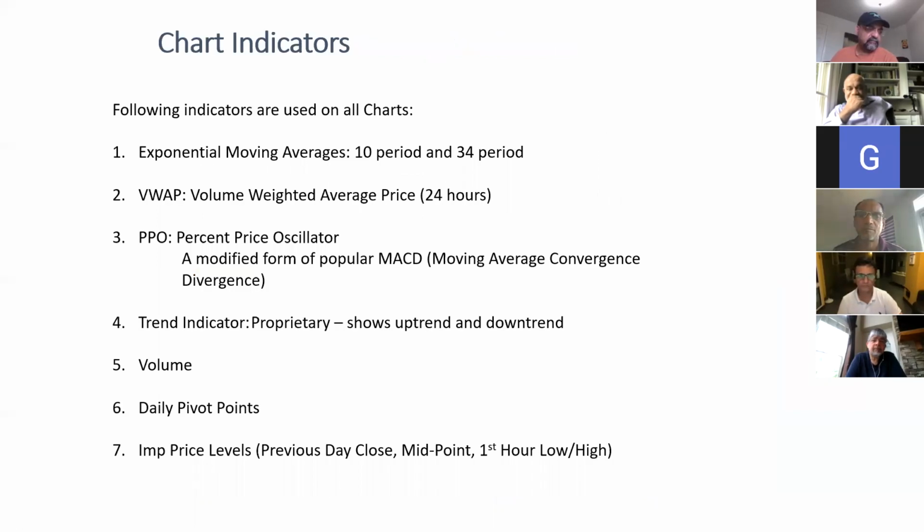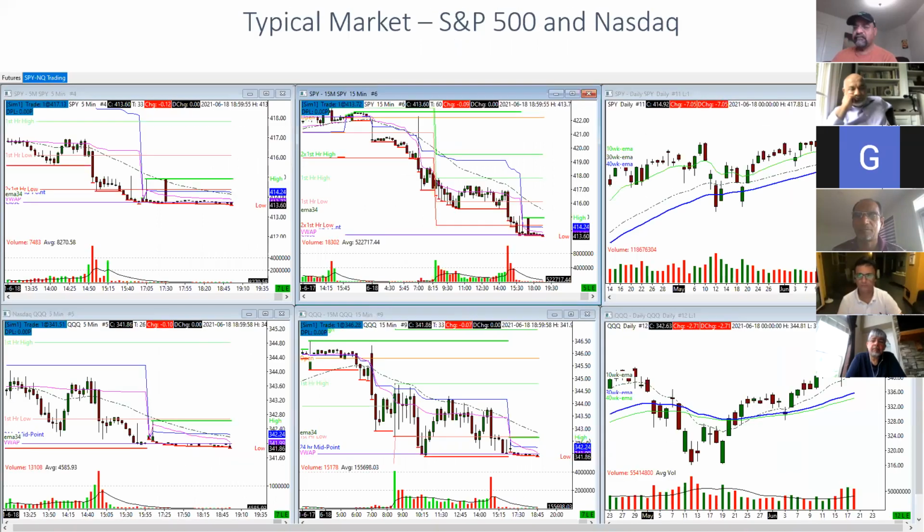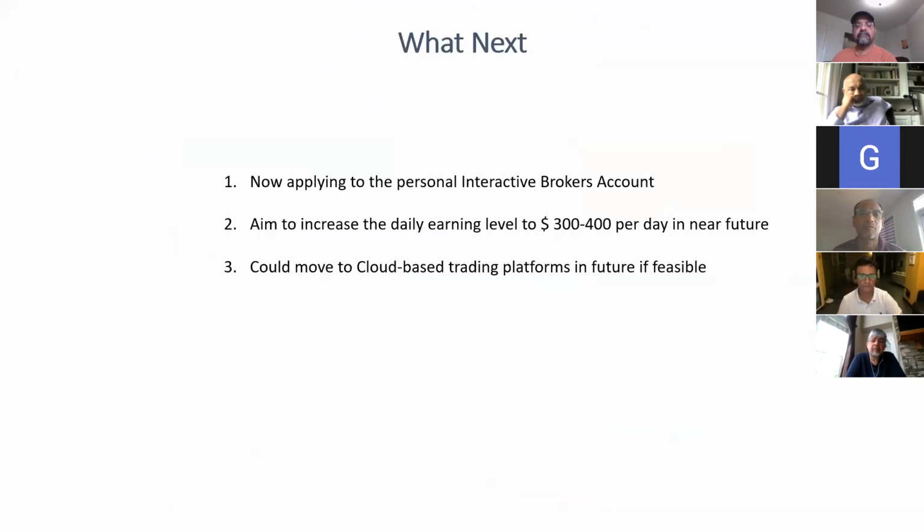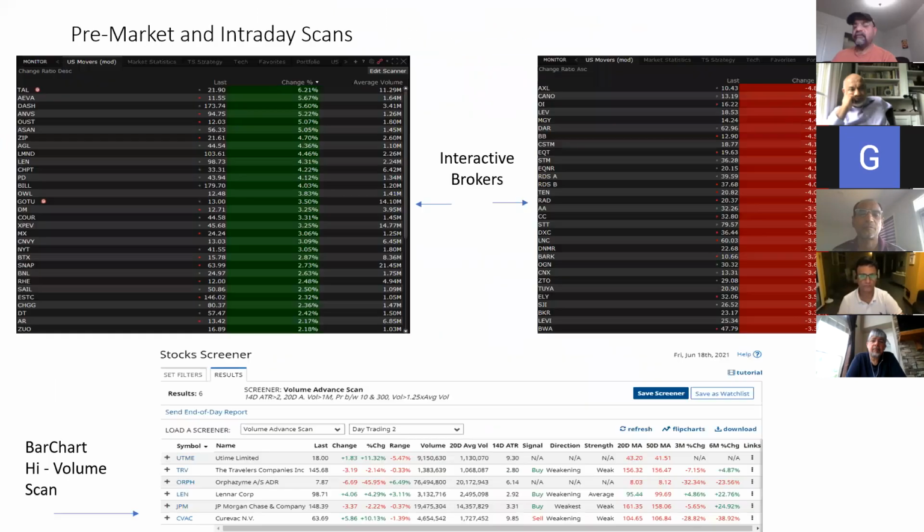I am a subscriber, a premium member of Barchart. Excellent. I myself too. Barchart is an excellent resource. This particular chart that I have shown you right here, in the supplement section, which section was that? Right here at the bottom. This is the Barchart high volume scan. You see it?